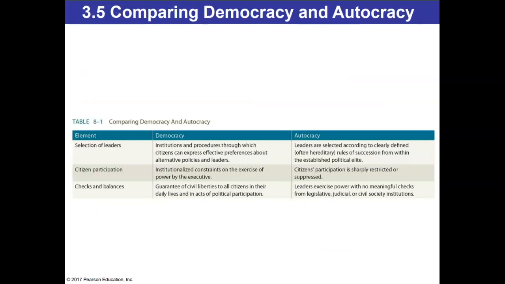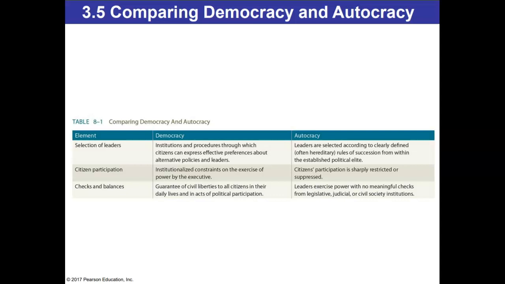Let's take a quick look at Table 8-1, located on page 289 of your textbook. We've got elements, democracy, and autocracy to describe those elements. So for the first category, selection of leaders, a democracy would indicate institutions and procedures through which citizens can express effective preferences about alternative policies and leaders. In an autocracy, leaders are selected according to clearly defined, often hereditary rules of succession from within the established political elite.